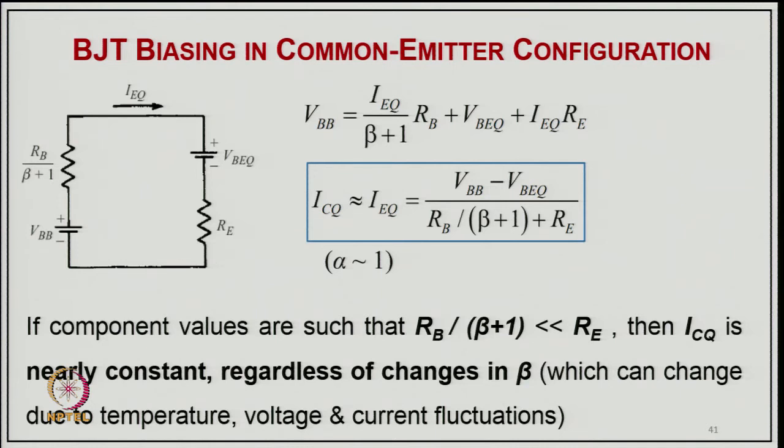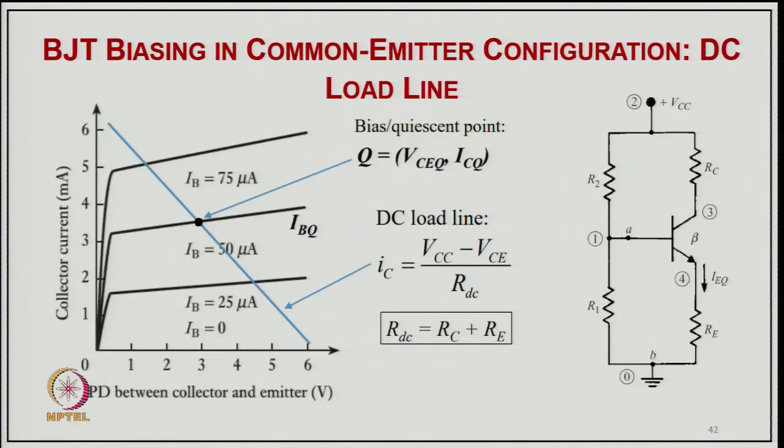If the component values are such that RB upon (beta plus 1) is much lesser than RE, then ICQ is nearly constant regardless of the change in beta, which can change due to temperature or voltage and current fluctuations. Now, let us look at BJT biasing in common emitter configuration mode.